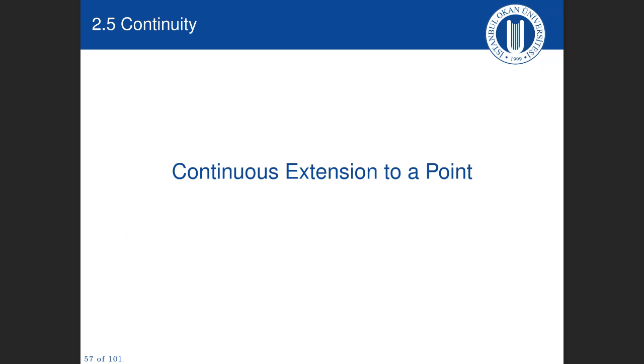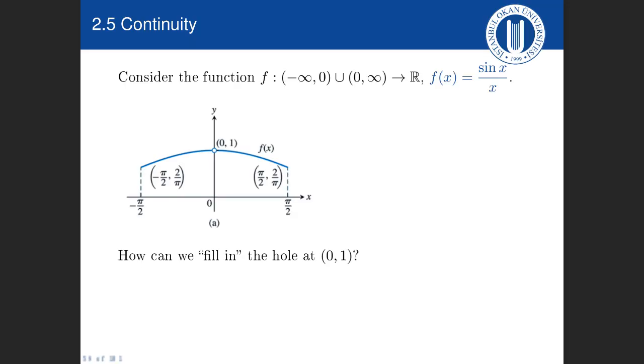Continuous extension to a point. Or we can think of this as filling in holes in a function. Consider the function sine x divided by x. This function is not defined when x is equal to 0. On the graph of this function, we have a hole at the point 0, 1. And then my question is, how can we fill in the hole at 0, 1?